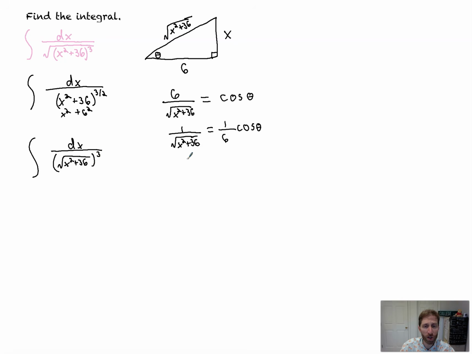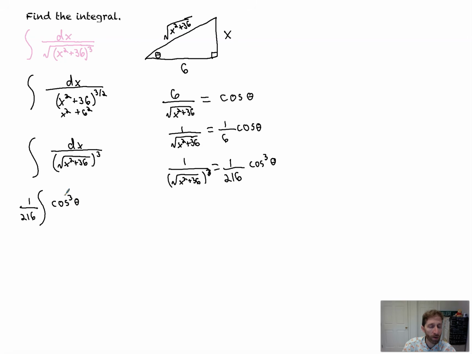We want it cubed, so we cube both sides. 1 over the square root of x squared plus 36, all of that cubed. And 6 cubed is going to be equal to 1/216th cosine cubed theta. So that's going to get factored out, but all of that is equal to this. So I get 1 over 216. Nice. And then what's left is cosine cubed theta.